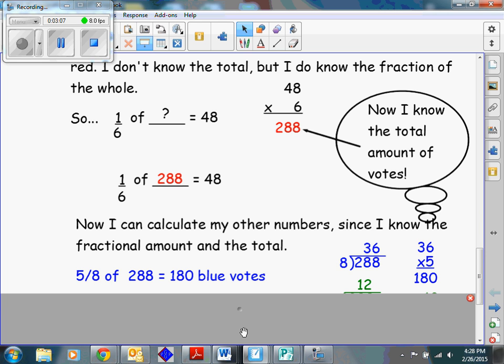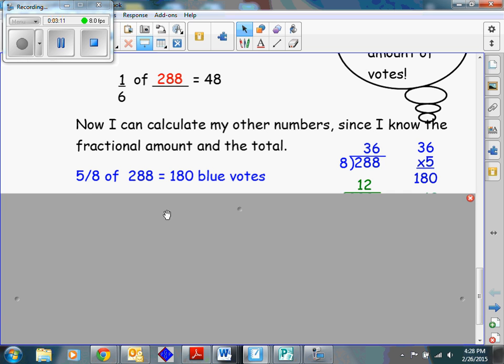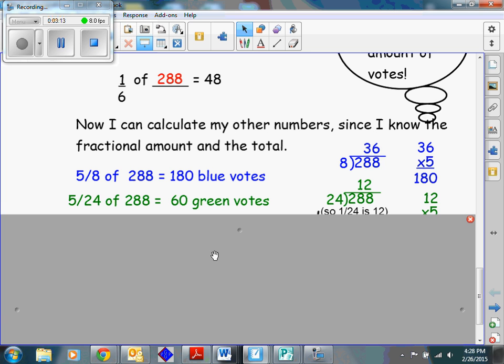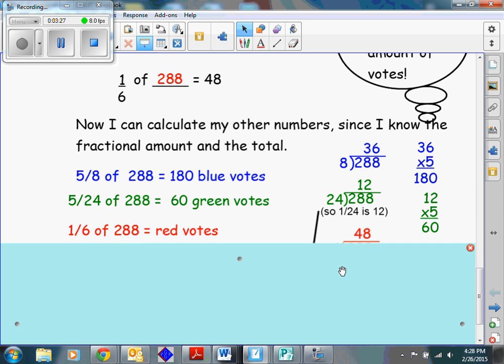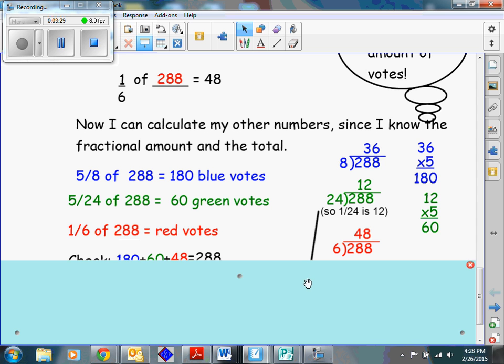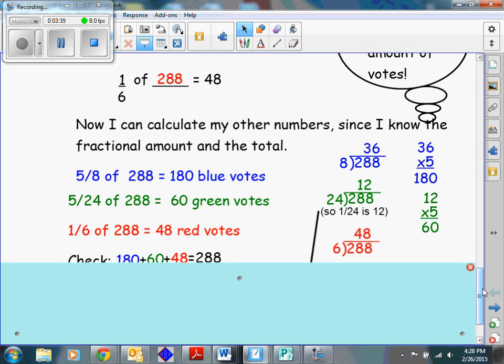5/8 of 288 is 180 blue votes. Here's my math to justify that. 5/24 of 288 is 60 votes for green, and here's my math. And that also tells me right here that one of the units, one of the 24ths, is 12 votes, and I'll show that on a diagram. 1/6 of 288 is red votes. Oops, I forgot to put right here 48. 48 red votes, and here's the math. And they already told us that in the problem.